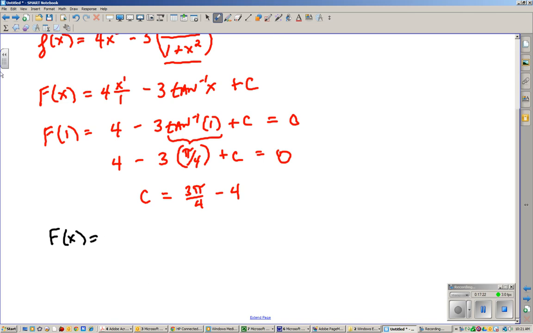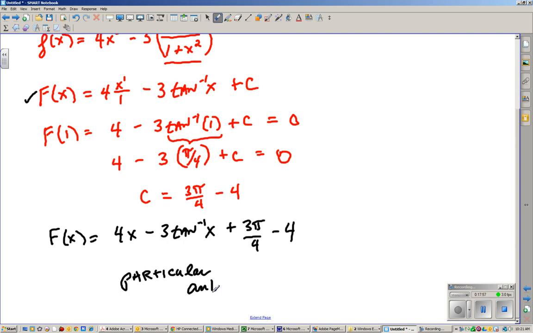equals, and I'm supposed to be looking back on this line, isn't it going to be 4x minus 3 inverse tan x? But now it's not necessary for me to write plus c, because I know what c is. C is 3 pi over 4 minus 4. So that is the particular, not the general now. We had enough information to recover what we call the particular.